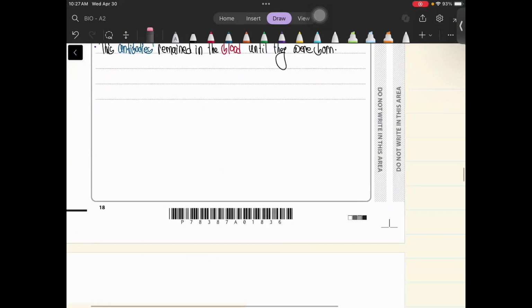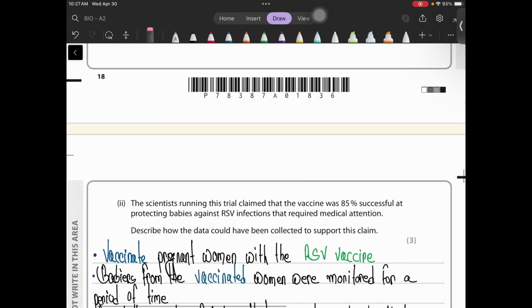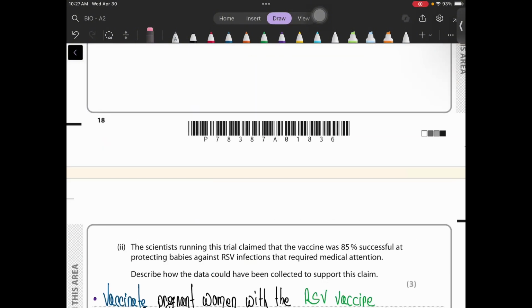Right, moving on to the next question. The scientists running this trial claim that the vaccine was 85% successful at protecting babies against RSV infection that required medical attention. Describe how the data could have been collected to support this claim.